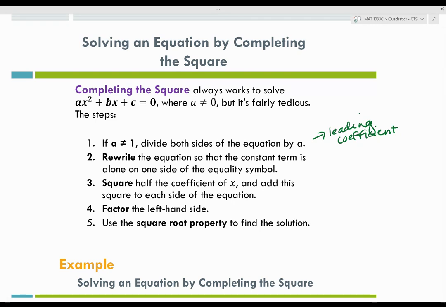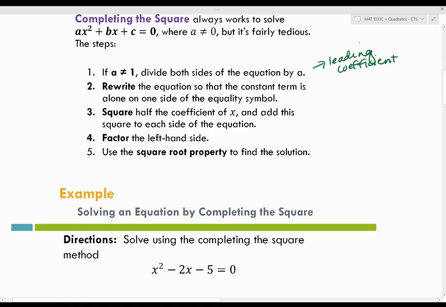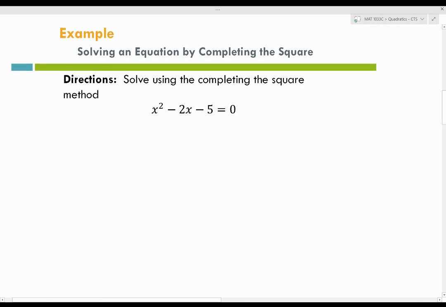Step 2 is to write the equation so that the constant term is alone on one side of the equality symbol. Step 3, you're going to square half the coefficient of x and add this square to each side of the equation. Step 4, you're going to factor the left-hand side. And step 5, you're going to use the square root property to find the solution. I know the steps sound a little confusing, but it'll be so much clearer once we go through a problem. So let's work through our first example.